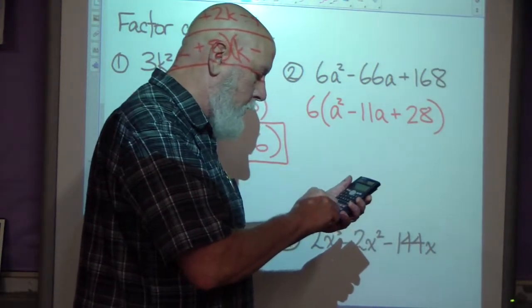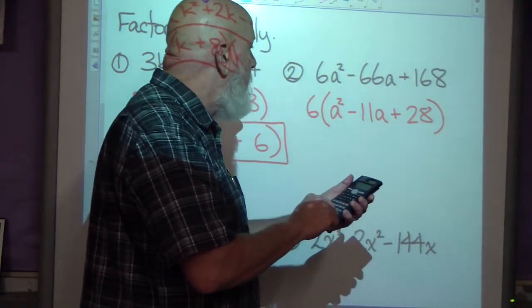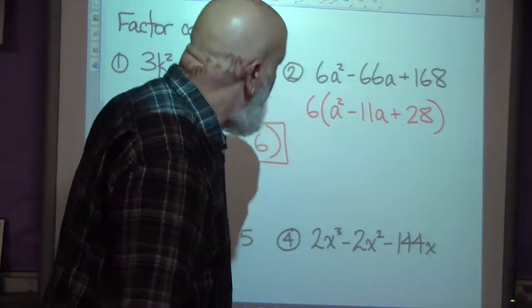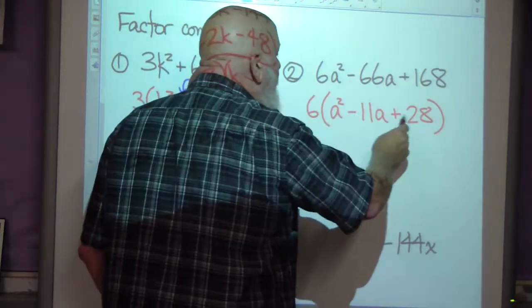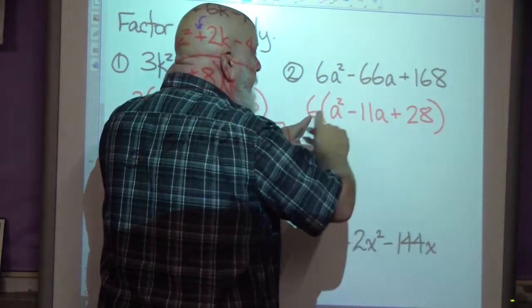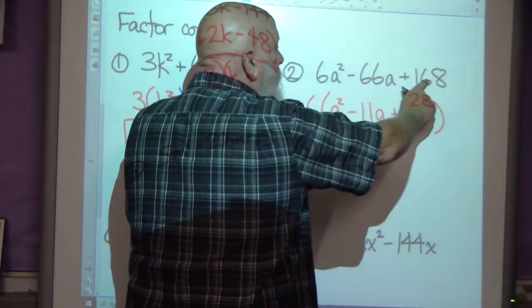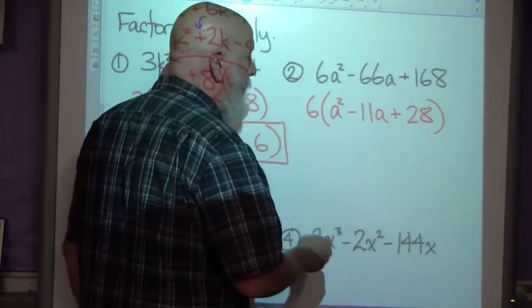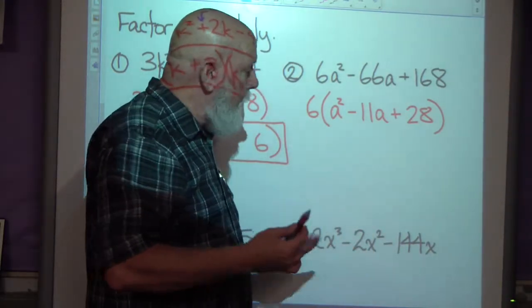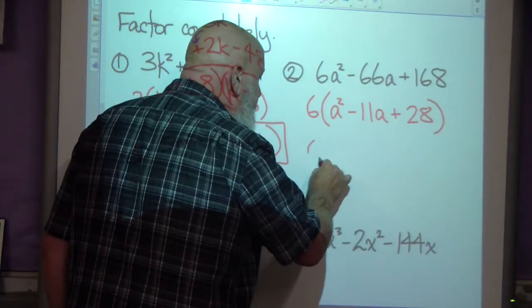168 divided by 6 equals 28, yay. So now I'm going to try to see, I factored this out correctly. There's 6A squared minus 66A. 6 times 28 is 168. I just checked that with my calculator, so yay. Now I'm going to try to factor this remaining quadratic trinomial and see what we get.